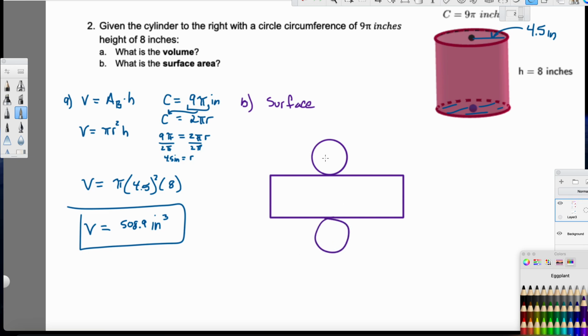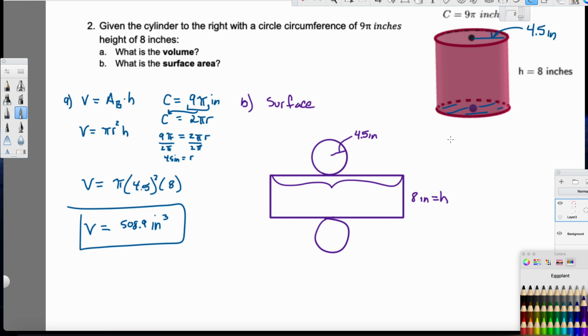We know our radius right here is 4.5 inches because we solved it from the previous problem. And we know the height of this cylinder would be the same as the width of this rectangle. So this is going to be 8 inches. This is our height. And this length right here, which we would want to know. Okay, so let's just write the equation here.